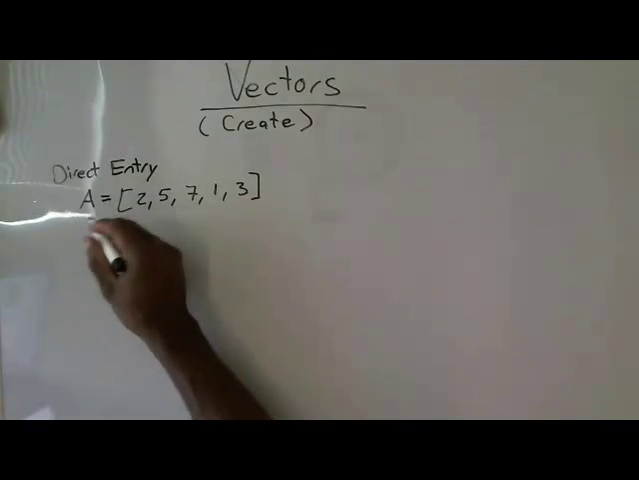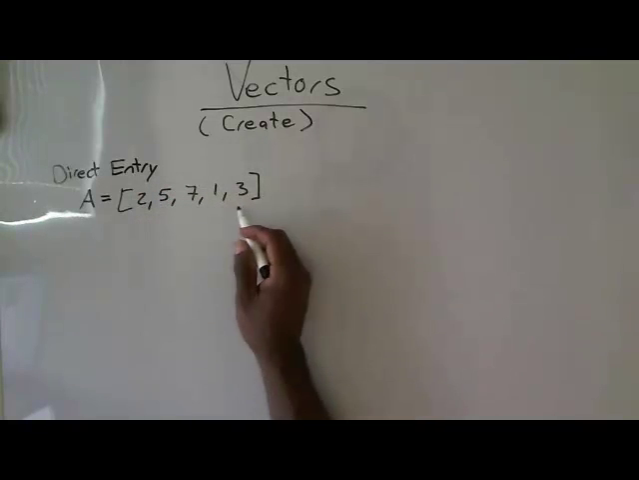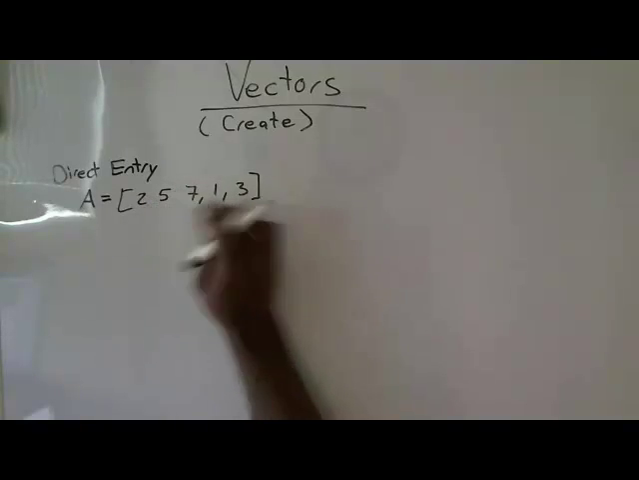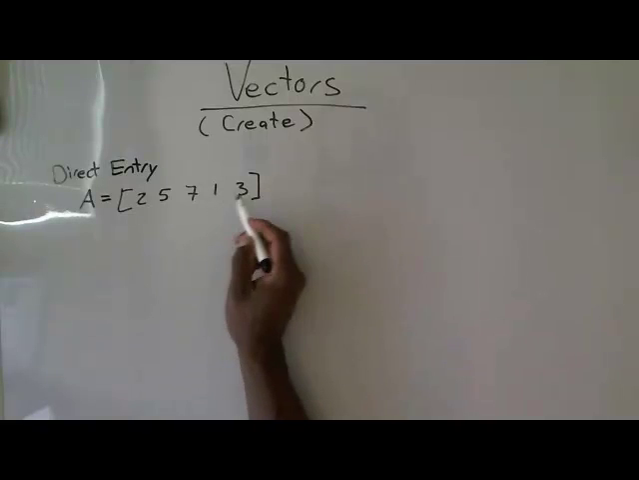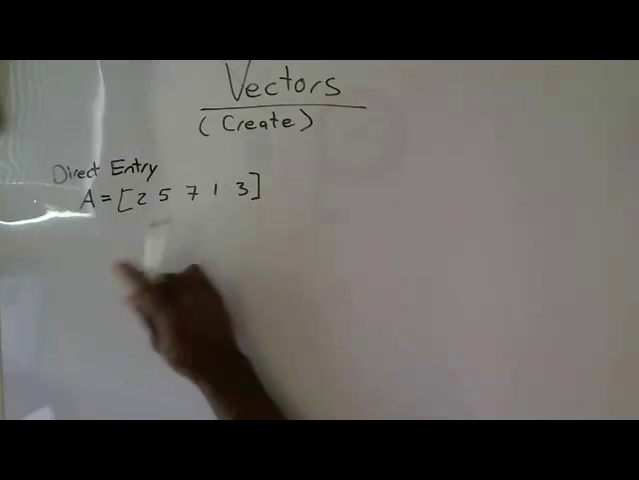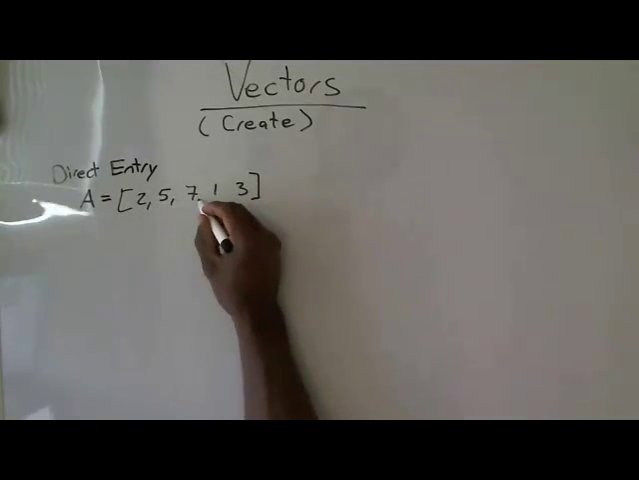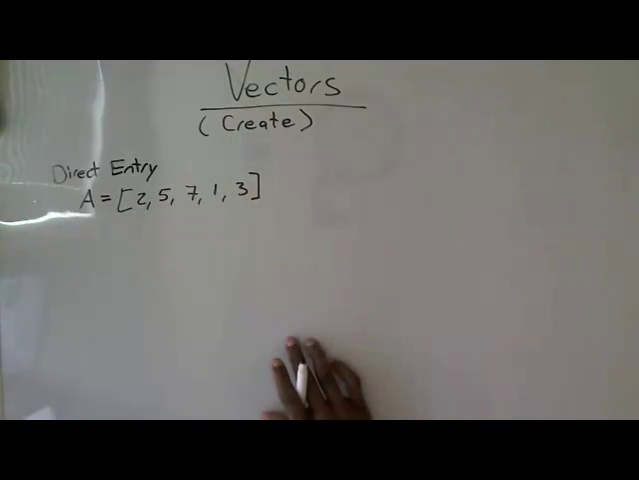MATLAB is smart enough that you don't need to put the commas in. If you put spaces in there, you could define your vector just by doing 2 space 5 space 7 space 1 space 3. It's just that when I write it down, to avoid confusion, I usually put the commas in. That way it's understood what the values are and you don't get them mixed up. So that's the direct entry way.